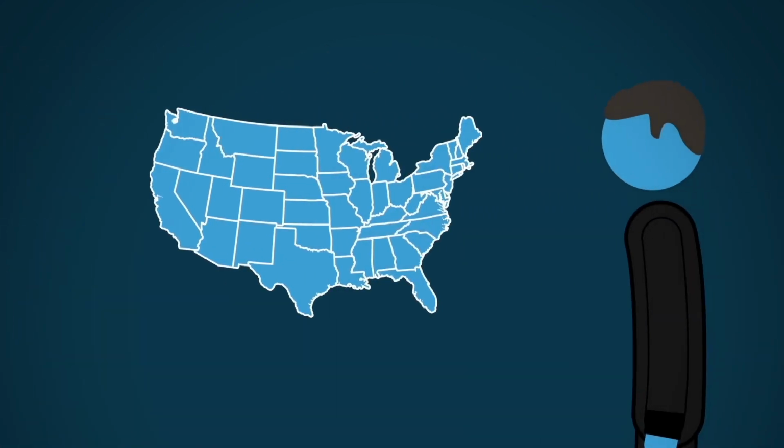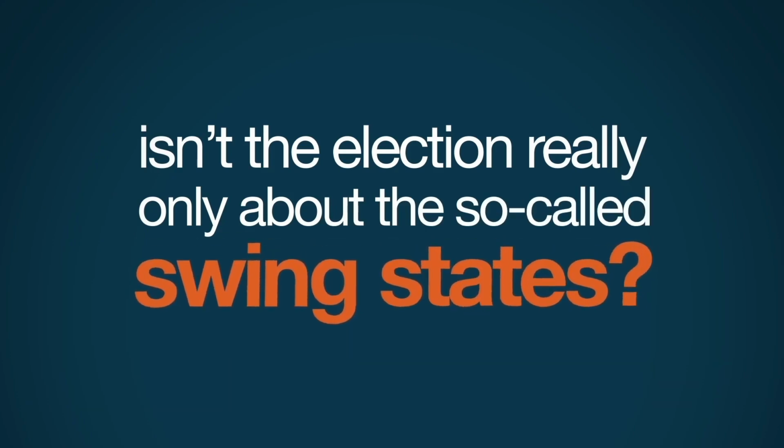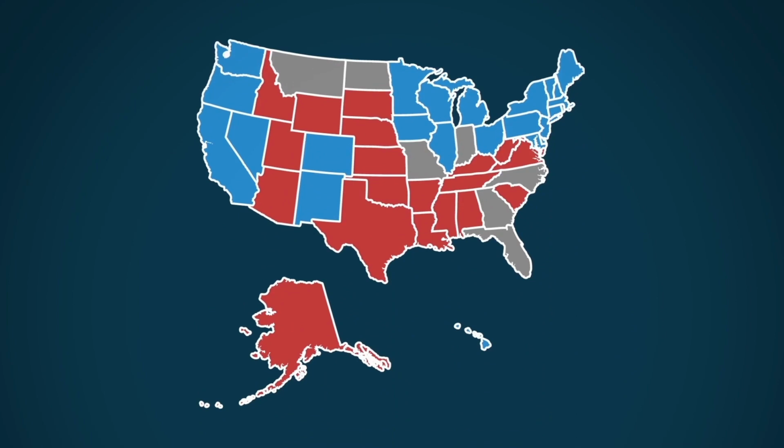But if winning were only about getting the most votes, a candidate might concentrate all of his efforts in the biggest cities or the biggest states. Why would that candidate care about what people in West Virginia or Iowa or Montana think? But you might ask, isn't the election really only about the so-called swing states? Actually, no. If nothing else, safe and swing states are constantly changing.